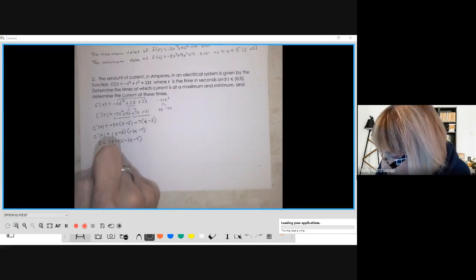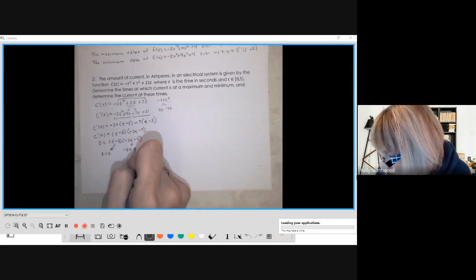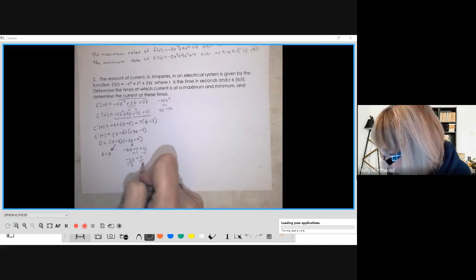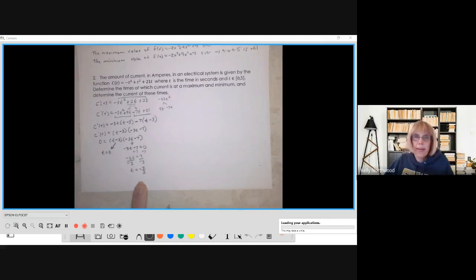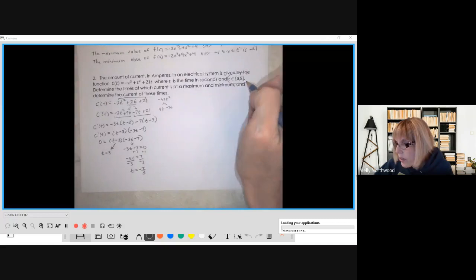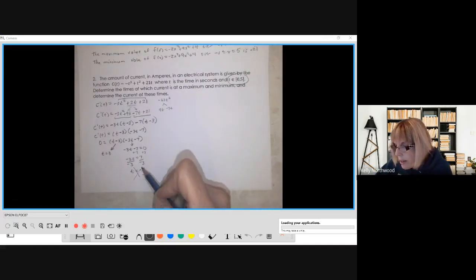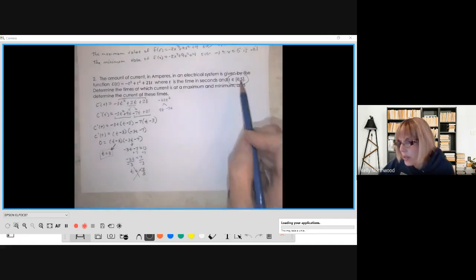So t equals 3. This one's a bit trickier. So we get t is negative 7 over 3. Remember, this represents a time, but also it's not in this interval 0 to 5. So because it's not in that interval, we're not going to test that one. Okay, we're only going to test the one that is in the interval 0 to 5.